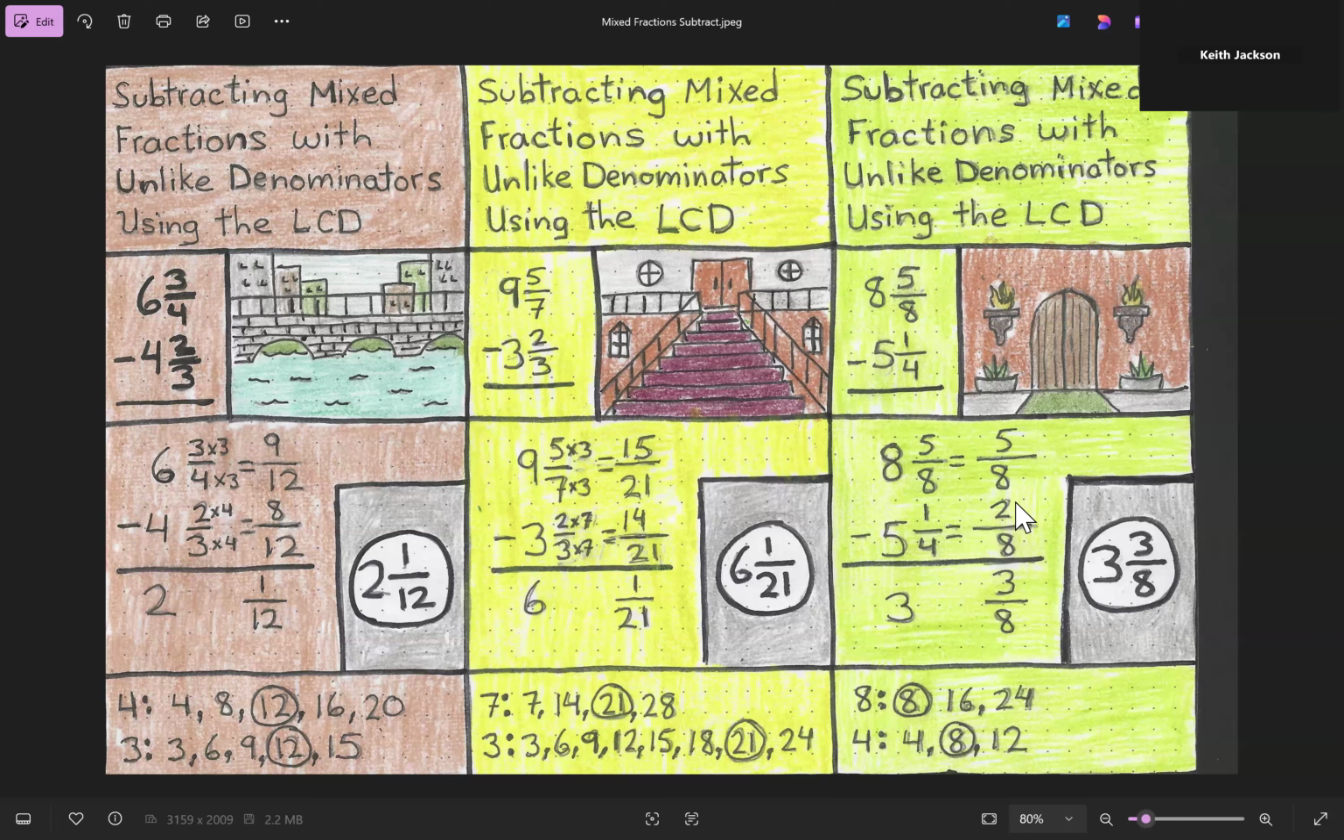And so let us do our subtraction of these two fractions. 5 minus 2 will give us 3, keeping the denominator of 8. And we know that 8 minus 5 will give us 3. And our answer in this case is 3 and 3/8, y'all. All right, we're finished.